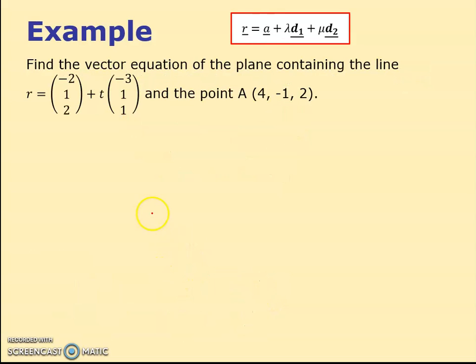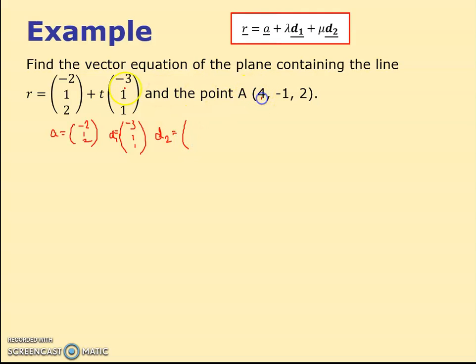So, second question. Find the vector equation of the plane containing the line, this, and this point. Well, notice, by the way, straight away I've got a point in the line. My A is -2, 1, 2. That is a point in the line in the plane. Now I've got this is a vector in the plane. So right, it's got to contain this line. So my first D1 equals that one there, -3, 1, 1. I just need one more direction vector and I'm done.